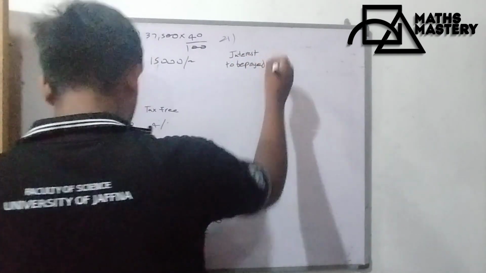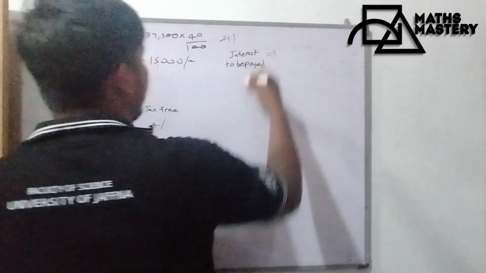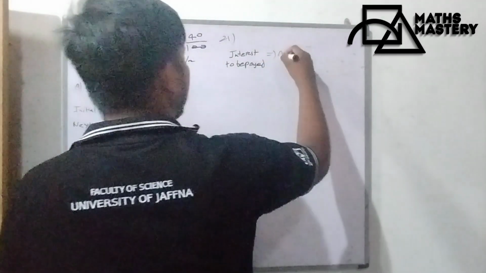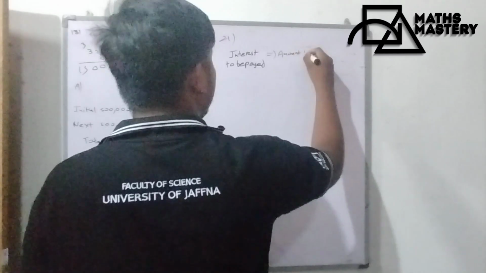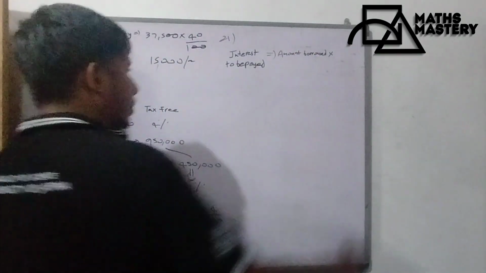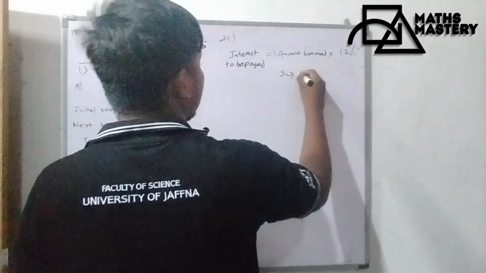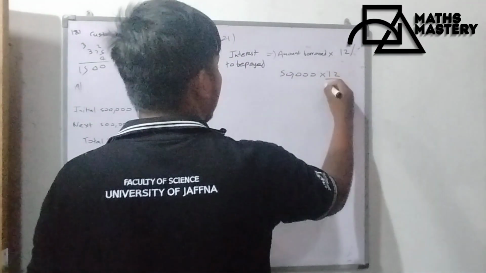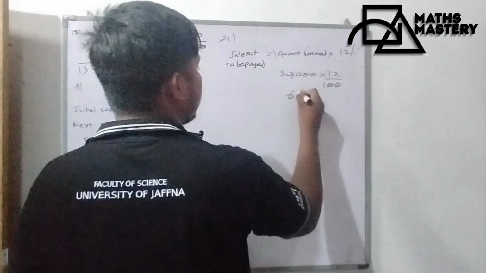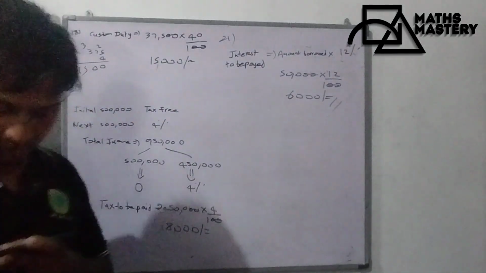There's an equation for this. The interest to be paid is the amount borrowed into the percentage, which is 12%. So the amount borrowed in this question is 50,000 rupees. You find the percentage. Two zeros cancel. 5 times 12 you'll get the answer 60. 0, 0. The answer is 6,000. Clear? Okay.